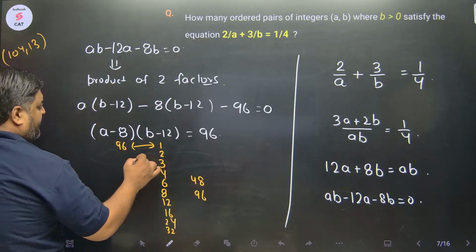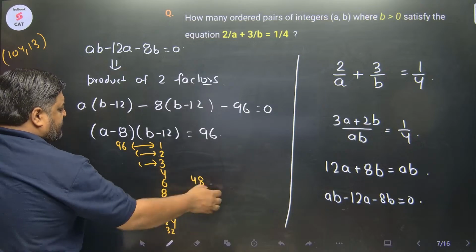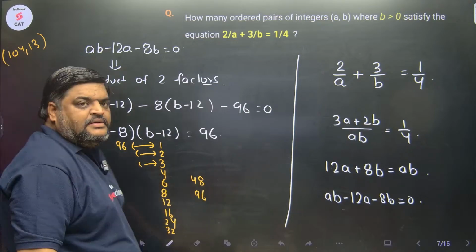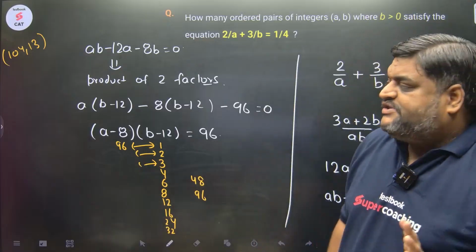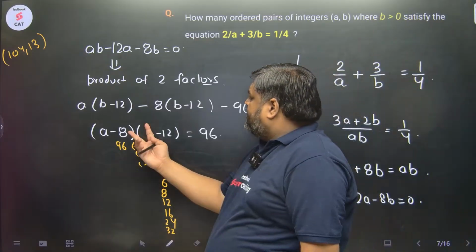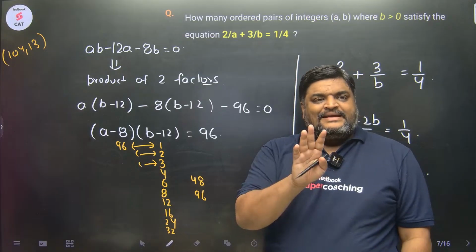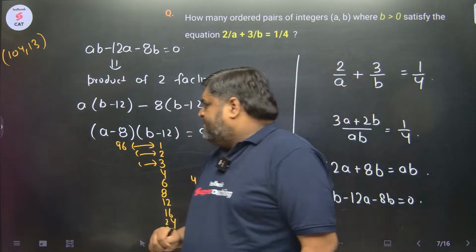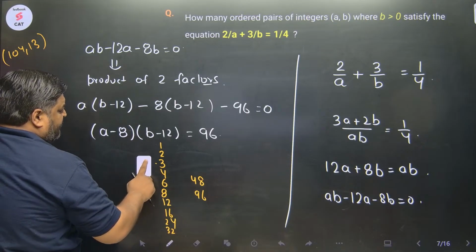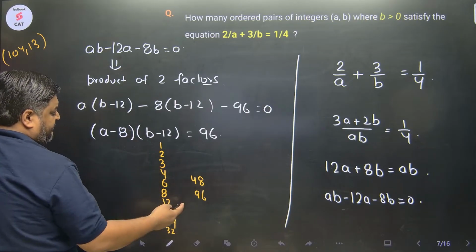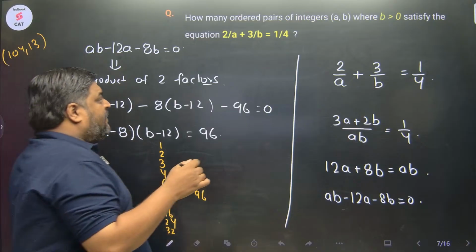Similarly, for each pair of factors you will have one pair of solutions. So 12 solutions from here, 12 pairs, assuming both of them are greater than 0, both positive, right? Yes or no? Did you understand this? When both of them are positive, you have 12 pairs. Okay, but 12 is not the answer.